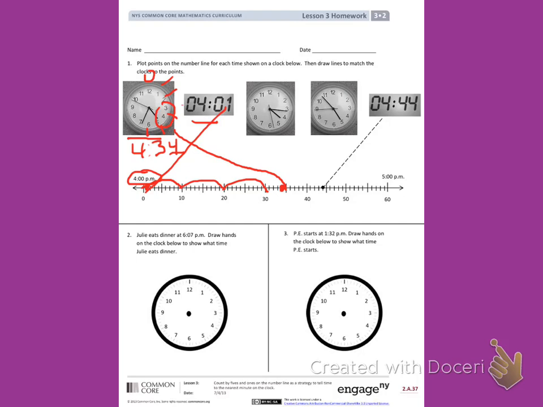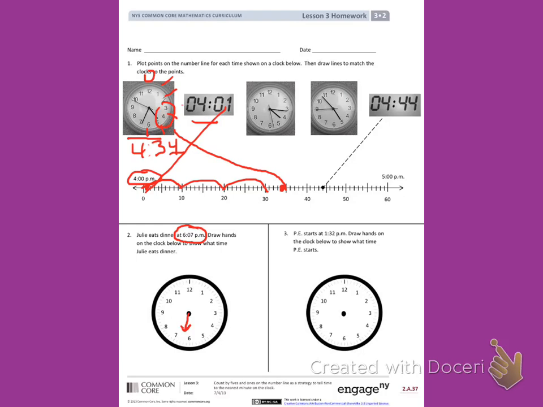Let's look at problem number 2. Problem 2 says Julie eats dinner at 6:07 p.m. Draw hands on the clock below to show what time Julie eats dinner. Well, I know that 6:07 is just 7 minutes past 6. So when I draw the hour hand, I'm going to put my shorter hour hand just past the 6.